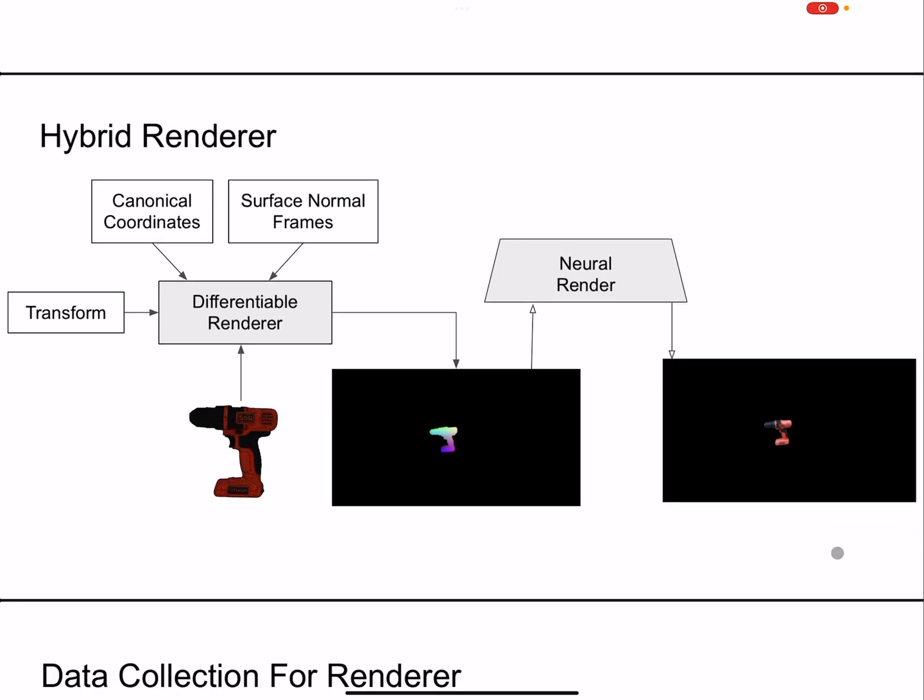The first part of this pipeline actually introduces a hybrid renderer. And so what the hybrid renderer does is it takes your object mesh along with information about your object and where it is in space. It renders it into an intermediate form where a neural renderer can actually take that intermediate form and output a photorealistic image of the object.